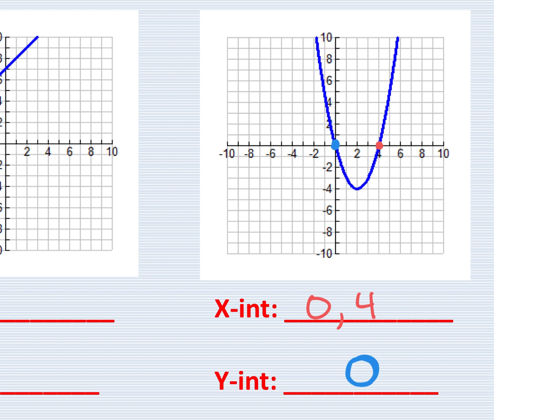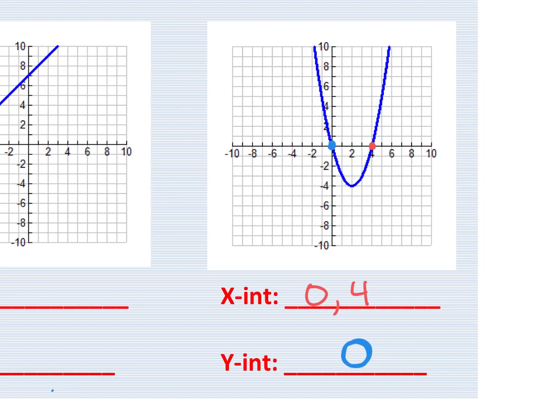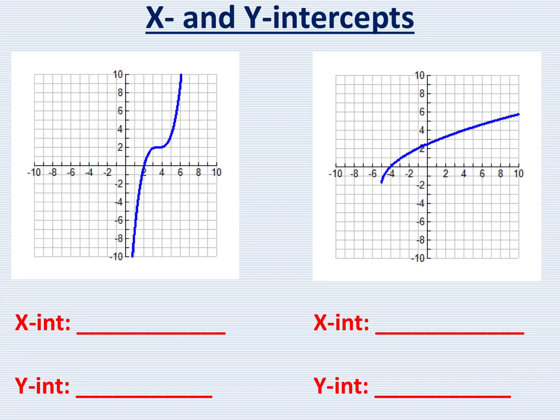Here's a hint for you. If you ever get an x or a y-intercept of 0, then it's true for the other. So 0 has to show up in both the x and the y-intercept. That's a little trick that some people don't quite know.